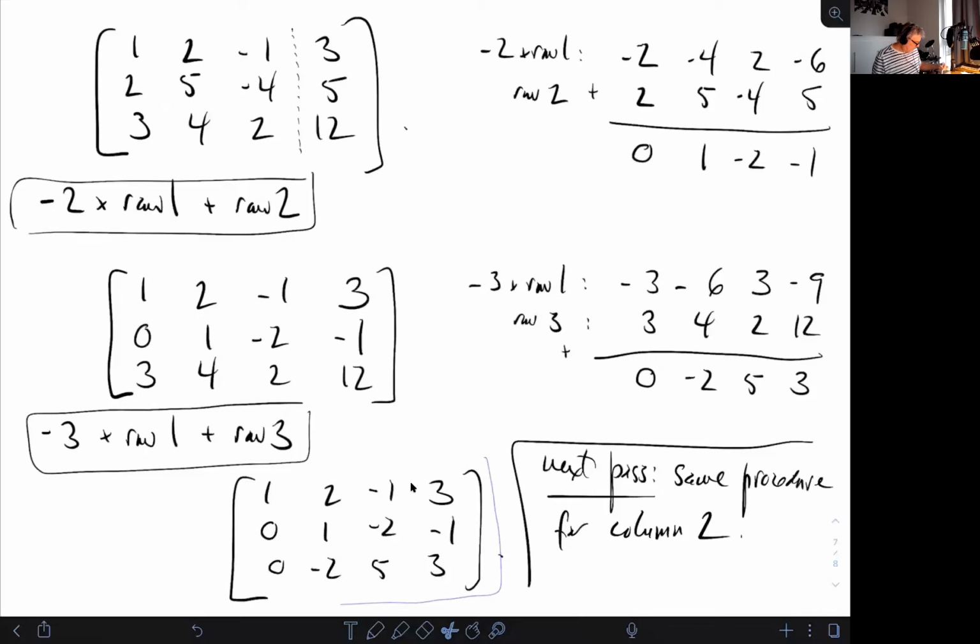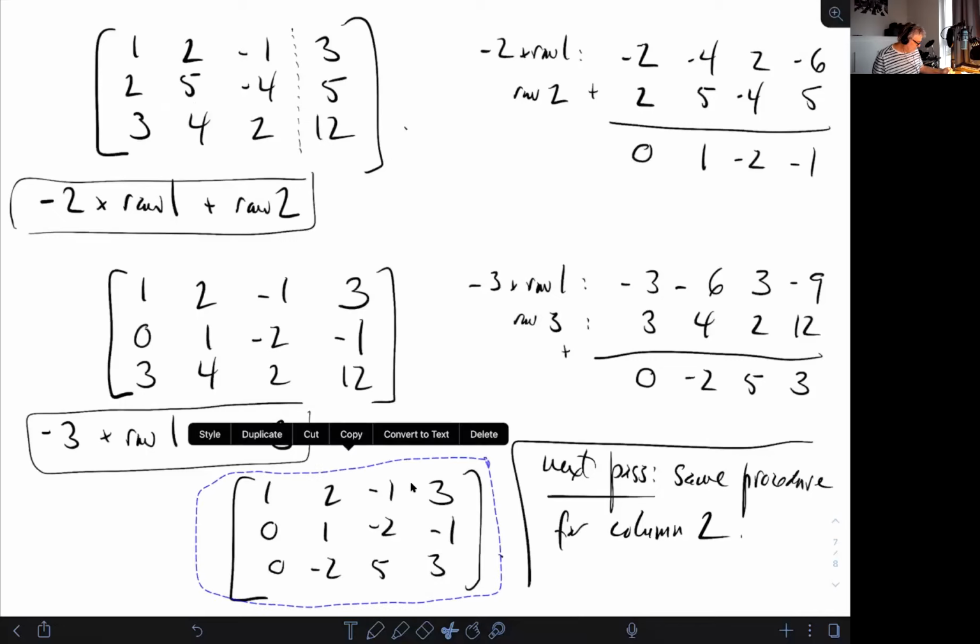All right, so I'm going to copy this. So now I've got this. Now what I want to do is basically repeat the procedure without thinking about what's outside those two red lines. So now when I say top left, I mean inside the smaller matrix. Once again, we're lucky because this entry is not 0.